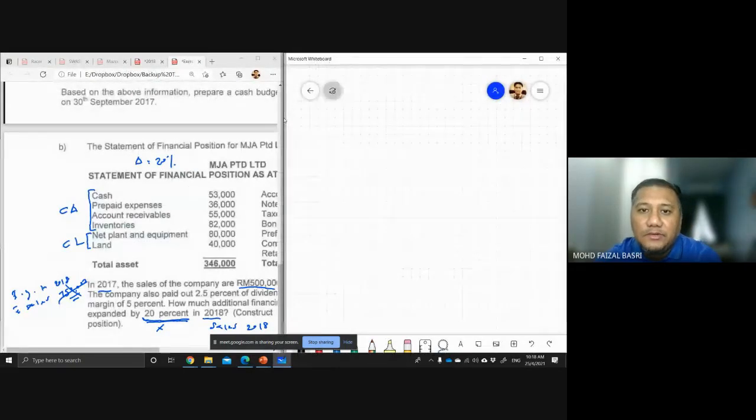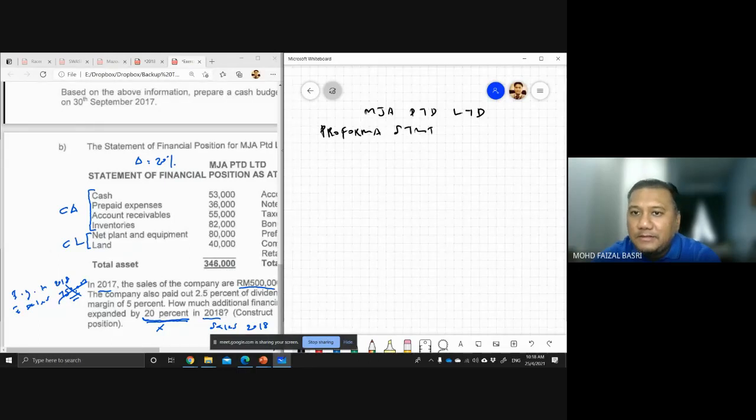Okay, so to prepare the statement, ikut balik lah dia punya information, nama company dia MJA, PTD, LTD. Alright, and we're going to prepare what we call as Proforma Statement of Financial Position as at 31st December 2018.